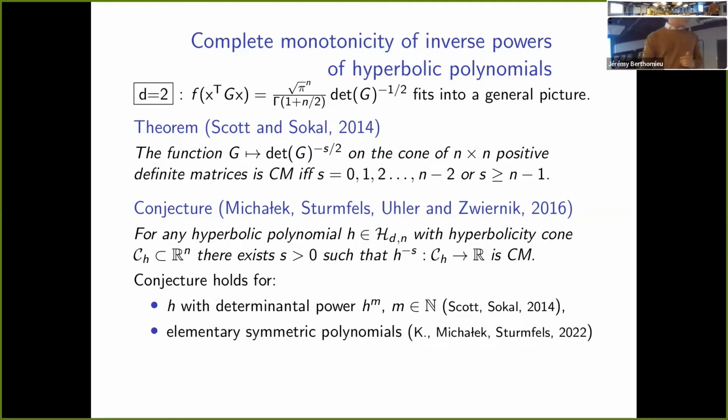I think this theorem of Scott and Sokal says s is 0, 1, 2, and n-2. Yeah, that's the set of exponents, a finite set. Oh, okay. So there is a discrete part of exponents, and then there's a ray. Is there an identification of the measure? Yeah, exactly. That's what I promised Greg to tell.